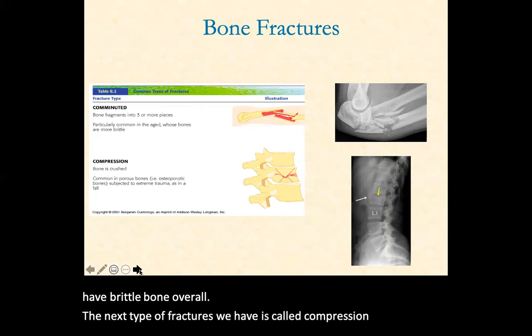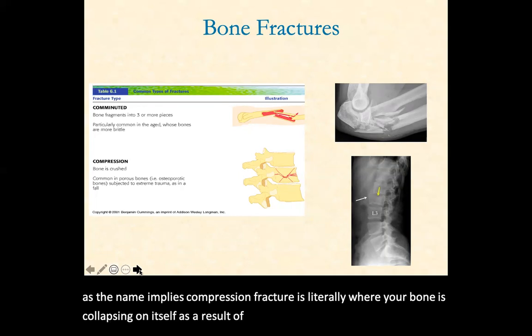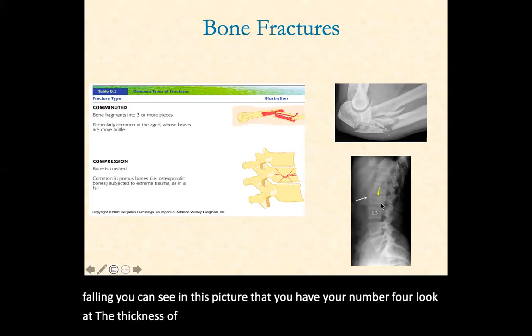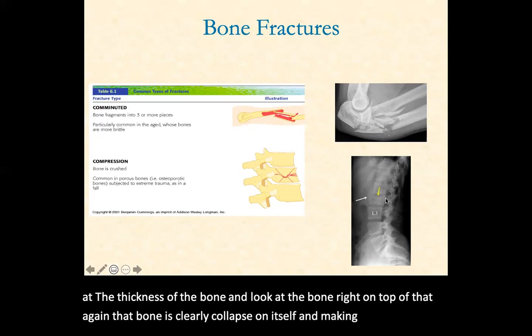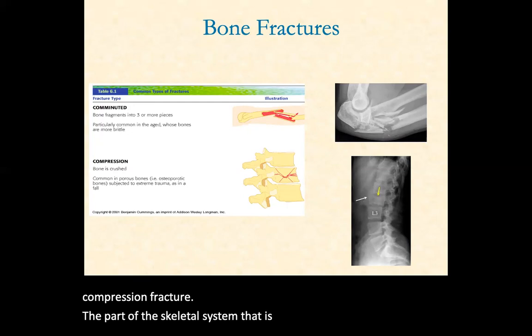The next type of fracture we have is called compression fracture. As the name implies, compression fracture is literally where your bone is collapsing on itself as a result of, again, some sort of drastic trauma like falling. You can see in this picture that you have your lumbar 4. Look at the thickness of the bone and look at the bone right on top of that. Again, that bone is clearly collapsed on itself, making this a compression fracture. The part of the skeletal system that is most susceptible to that would be your vertebral column.